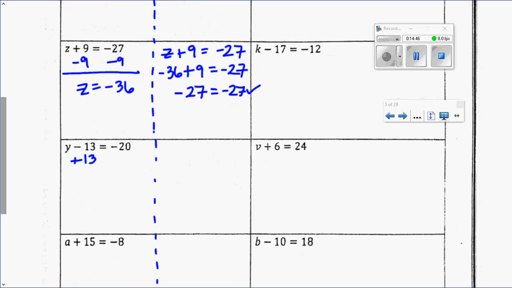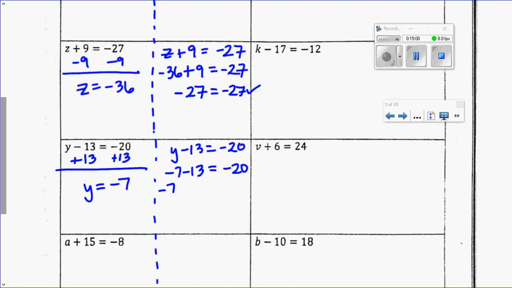Okay, I want to get rid of the minus 13, so I add 13 to both sides. And I get y equals negative 7. And negative 7 minus 13, it's not 6 or negative 6. When you do keep, change, you can see it a little better. It is, in fact, negative 20.